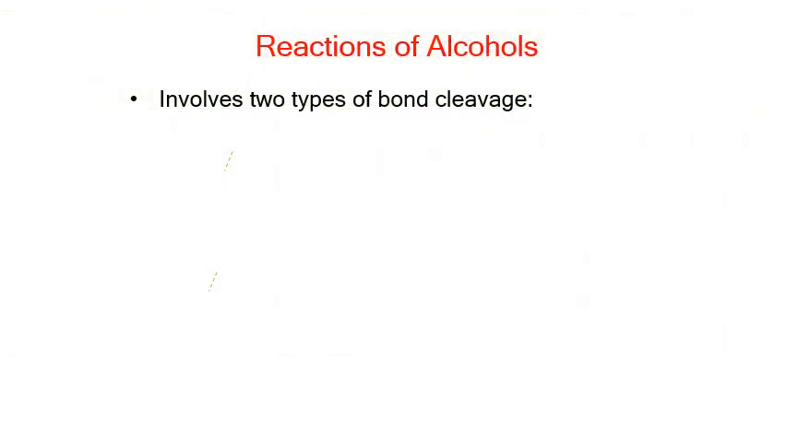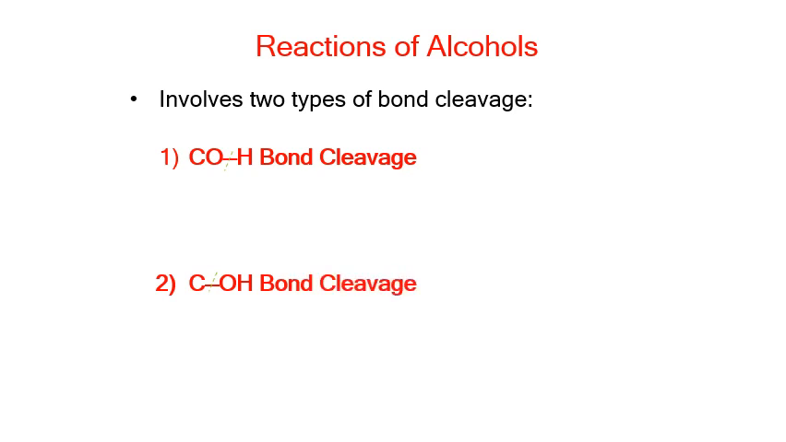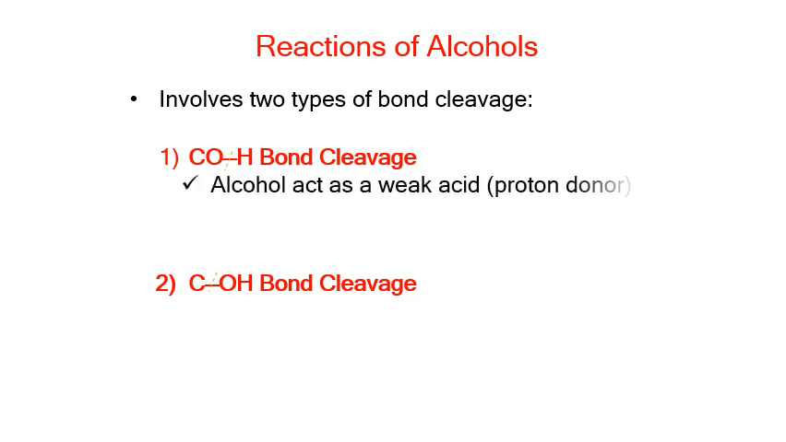Reactions of alcohols involve two types of bond cleavage. The first one is C-O bond cleavage, breaking the bond with H. Second, C-O-H bond cleavage, O-H bond cleavage.